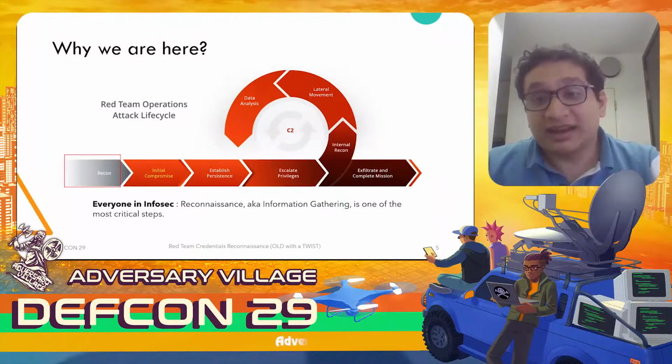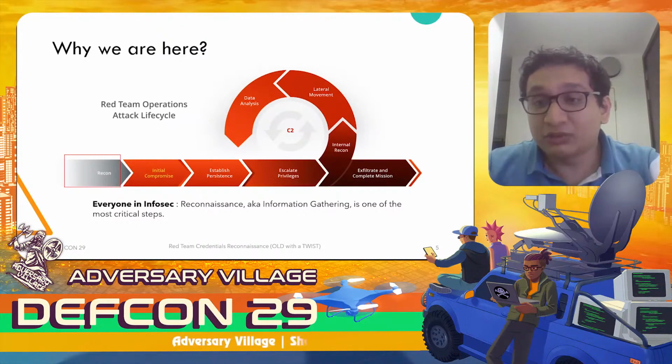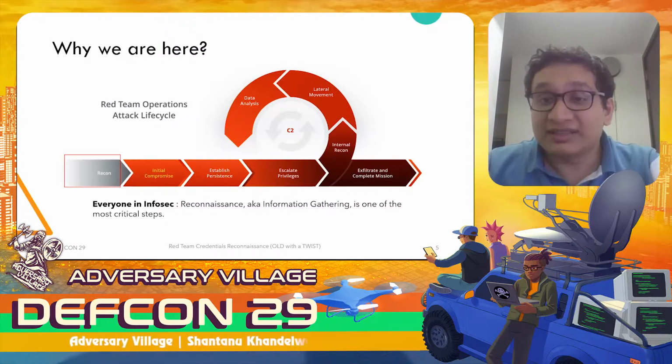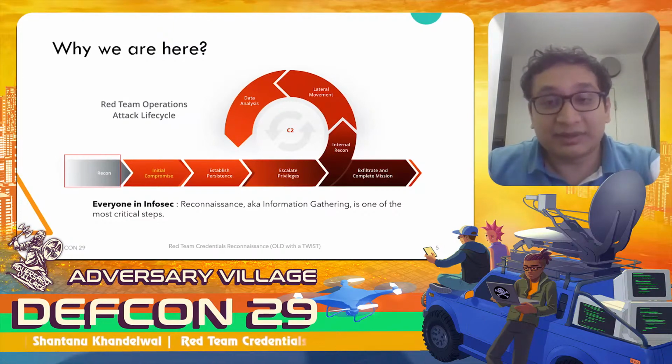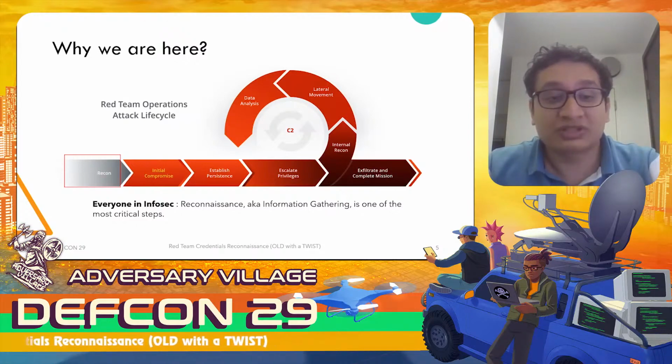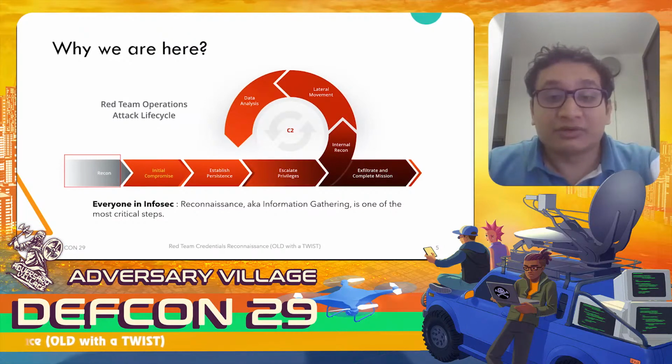So why are we here? Before we start this talk, I want to go over reconnaissance quickly and how it fits inside an adversary simulation or emulation methodology. Reconnaissance is the first step in the kill chain, as we know. As a red teamer, we often do it before the initial compromise phase, and everyone in InfoSec keeps saying information gathering or reconnaissance is one of the most critical steps.